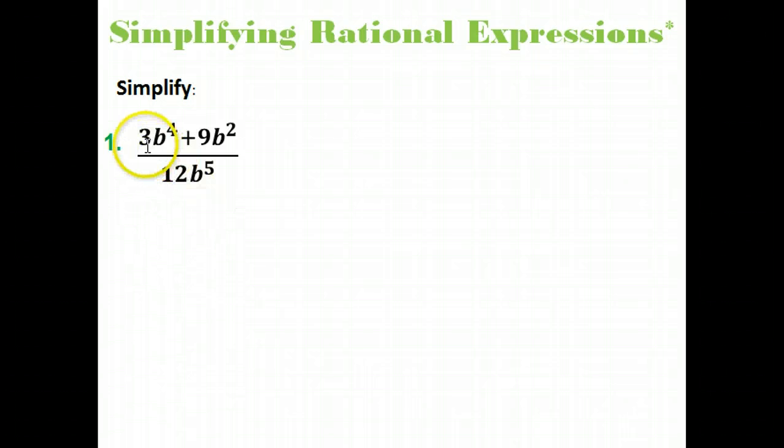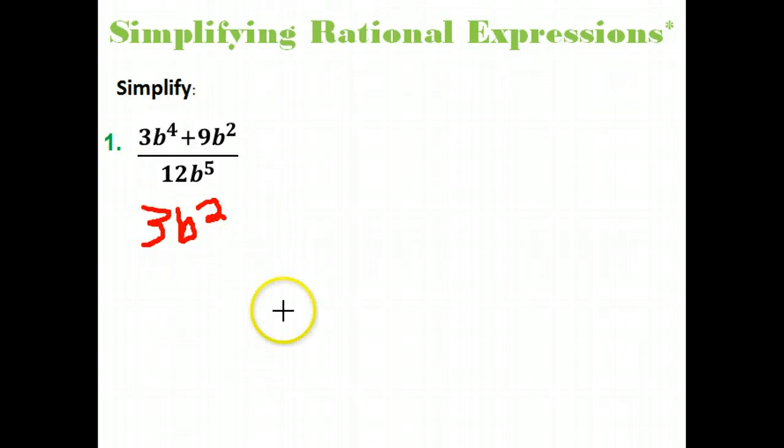Instead, what we have to do is look at this top portion here and try to determine, is there a factor that goes into both 3b to the fourth and 9b squared? And you kind of go through it and you try to figure out what they share in common. And pretty soon, hopefully, you find out that they share a 3 in common, a b squared as well. So I can factor out a 3 and a b squared.